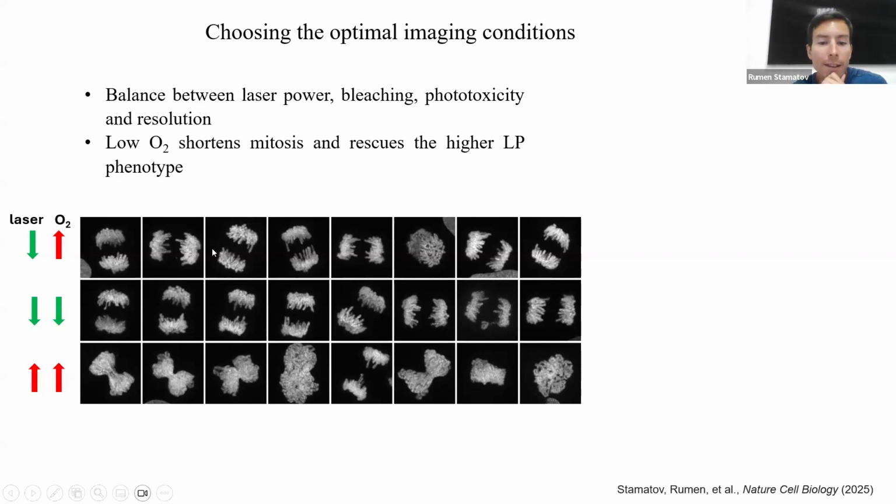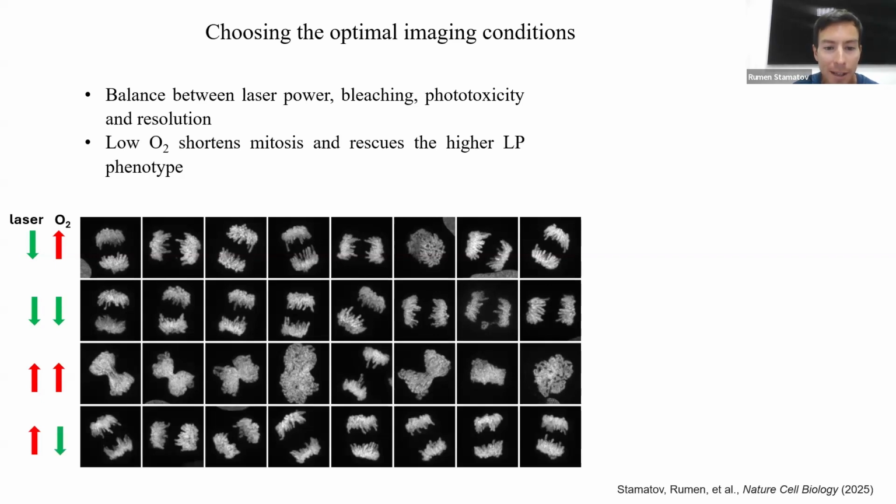And this effect is not very noticeable at low laser power. So on the top two rows, we see that cells divide normally when we have low laser power, which is expected. But when we try to increase the laser to get a better image on the bottom row, we start getting defects in anaphase. So this phenotype can be rescued by lowering the oxygen. And of course, we're not the first to show this. I was just surprised how dramatic this effect is. So it really helps lowering the oxygen to 5% instead of 20%.